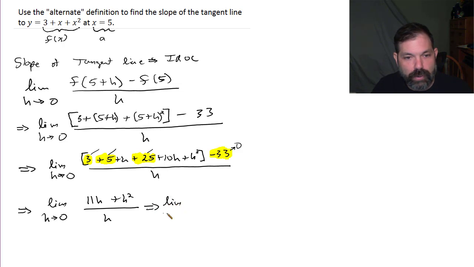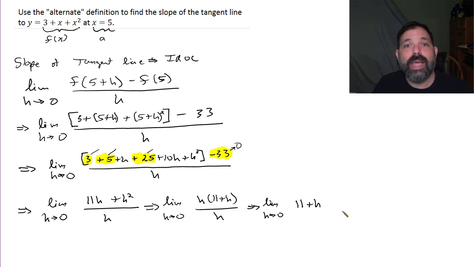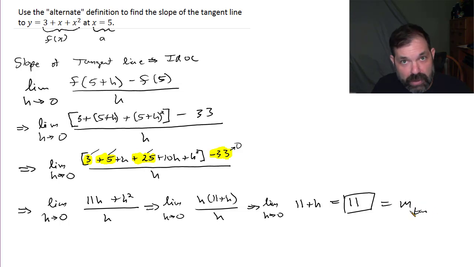This is the limit with h approaching 0 of h times 11 plus h over h. Now I can remove the common factor of h. This is the limit with h approaching 0 of 11 plus h. Now I can substitute 0 for h, and this then becomes 11. And so that's the slope of the tangent. That's the slope of the tangent to y equals 3 plus x squared at x equals 5.